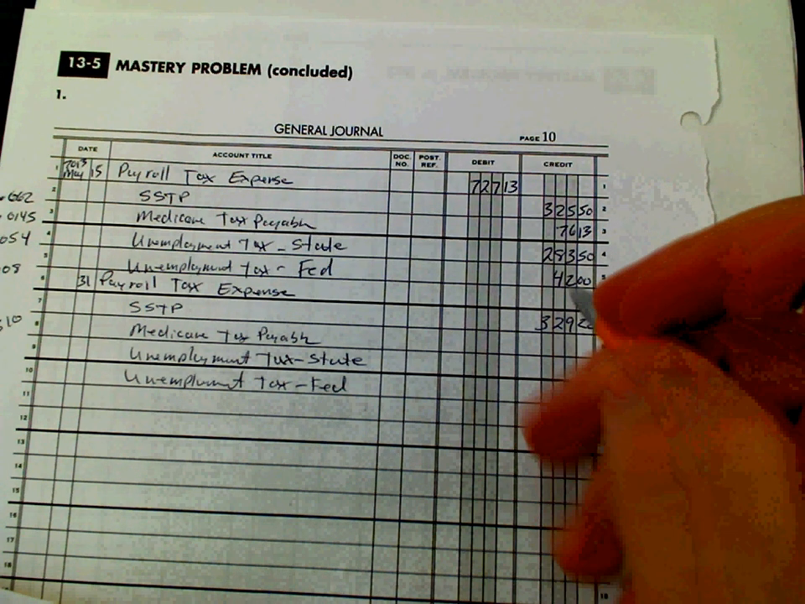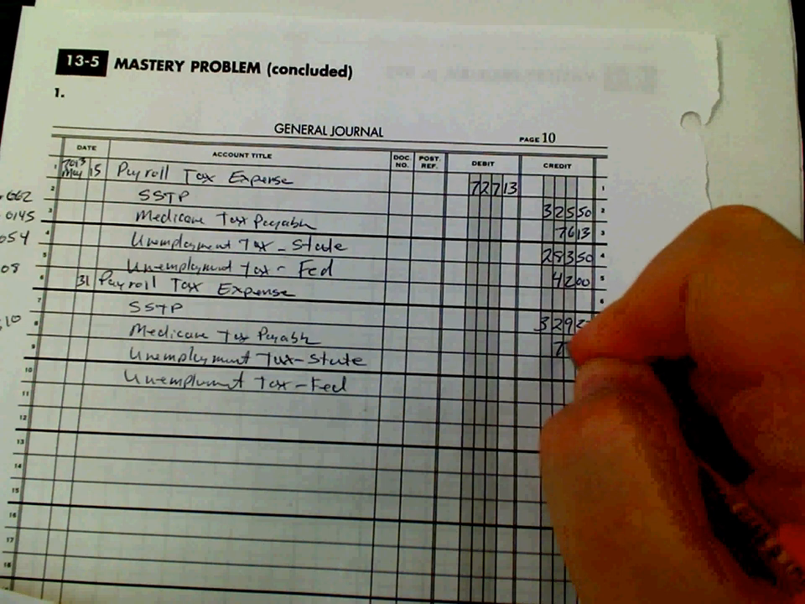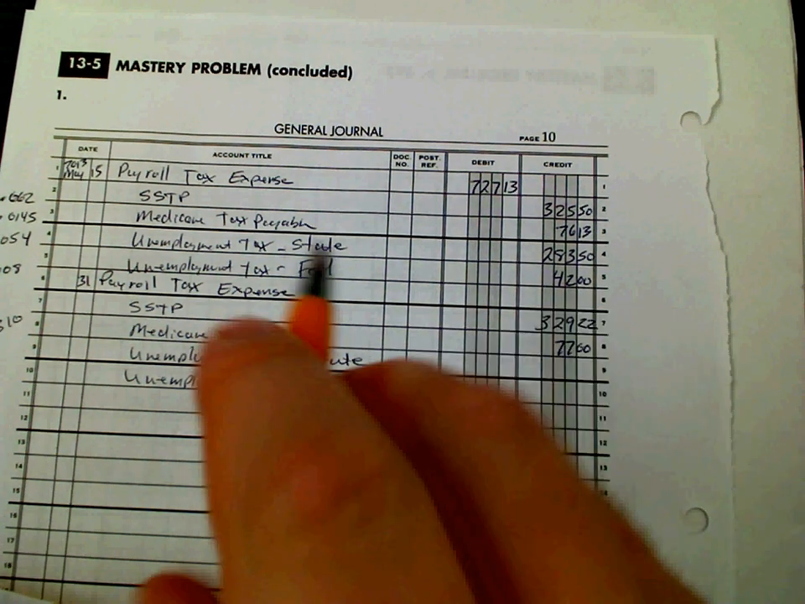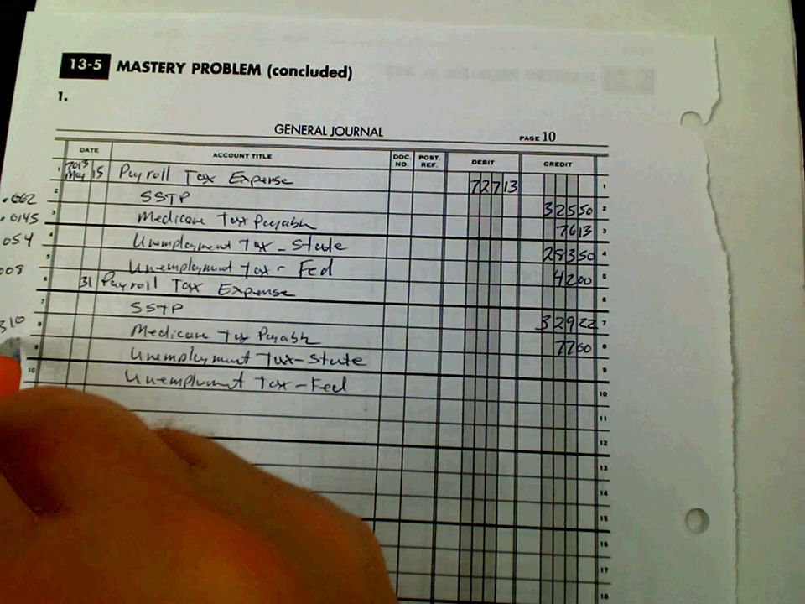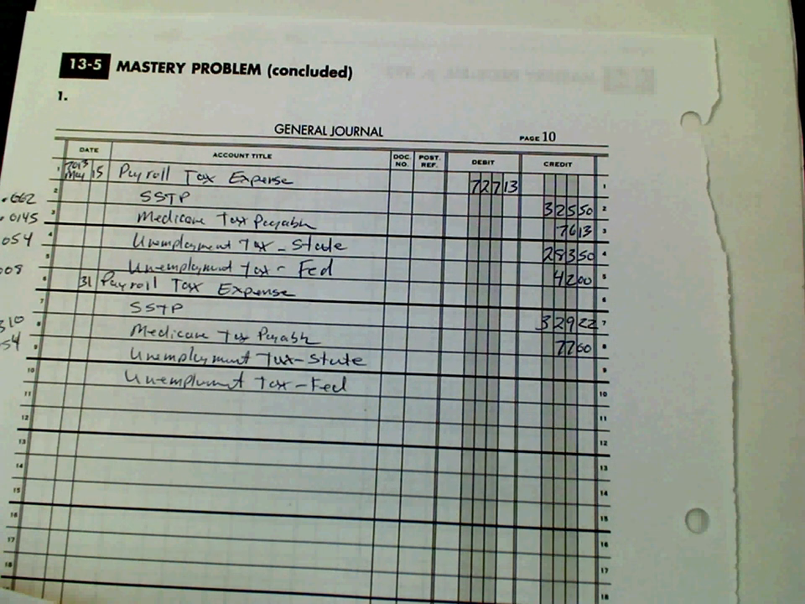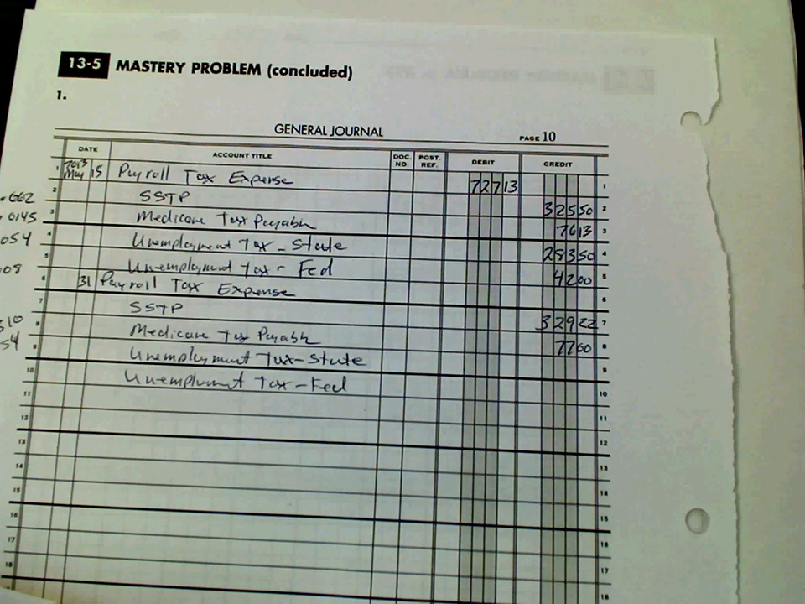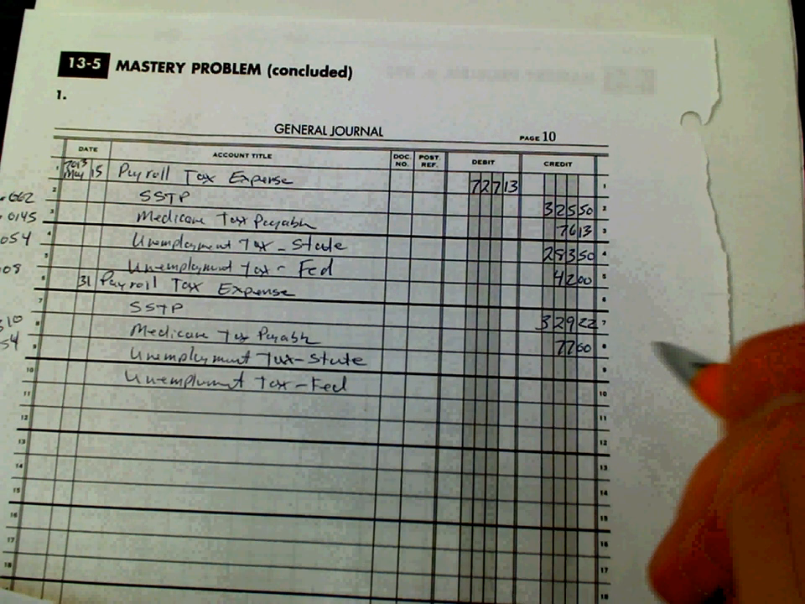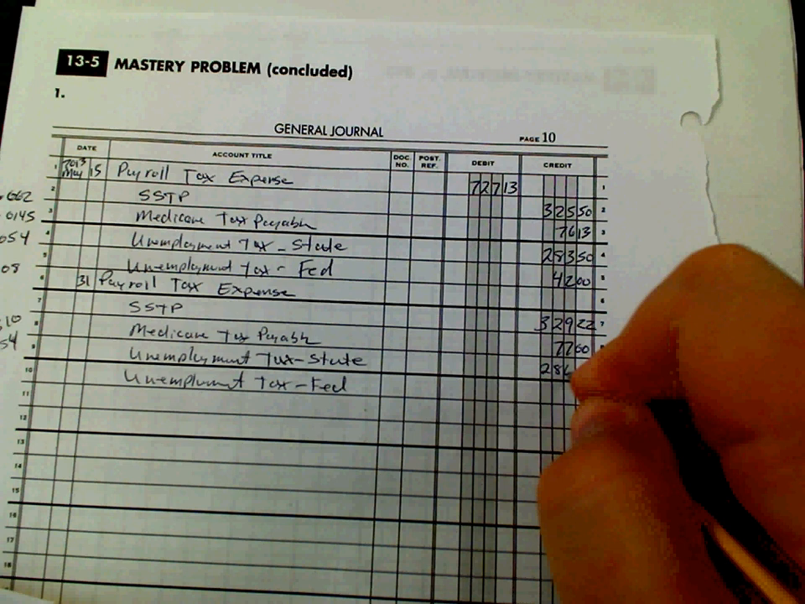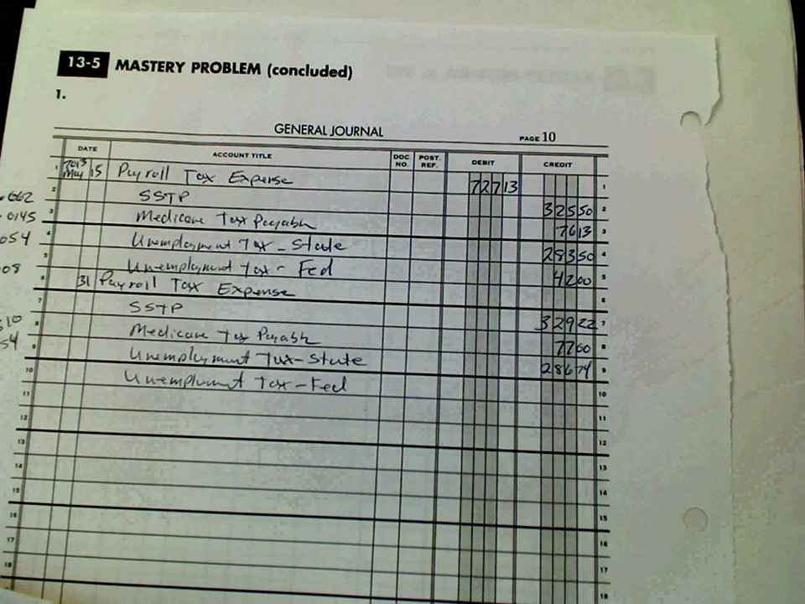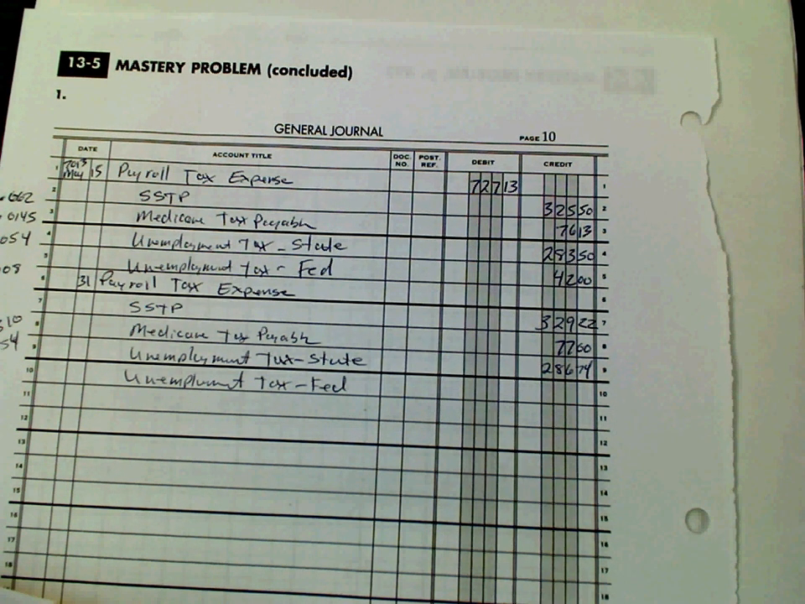The new ones we have to figure: state unemployment, which is .054. So we take .054 times 5310, which gives us 286.74. And .008 times 5310 is 42.48.